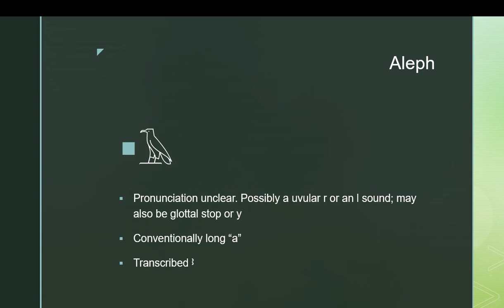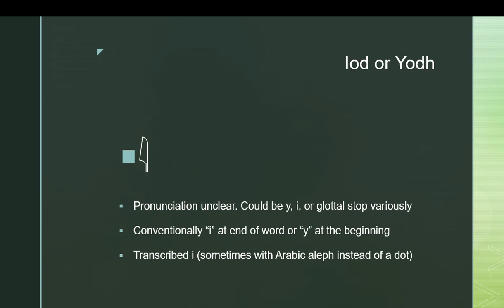If you're writing for your own purposes, a 3 or a semicolon is perfectly sufficient, but if you're going for a publication, you should probably use that particular item, which you can find online just by looking up Egyptian Aleph. And it's 2 Semitic Aleph symbols, one on top of the other.